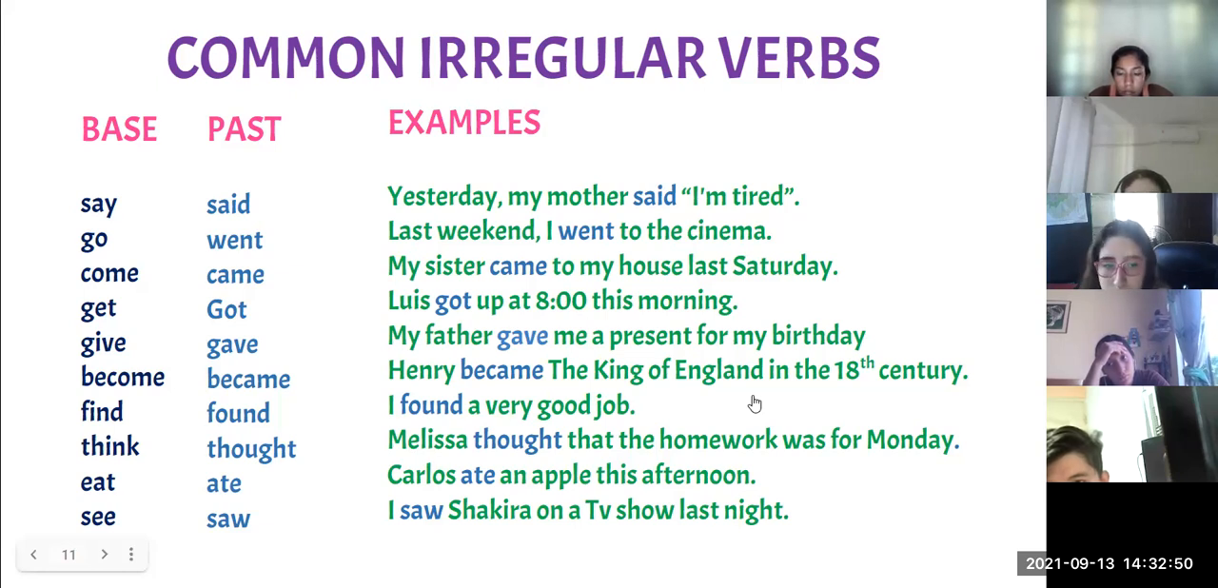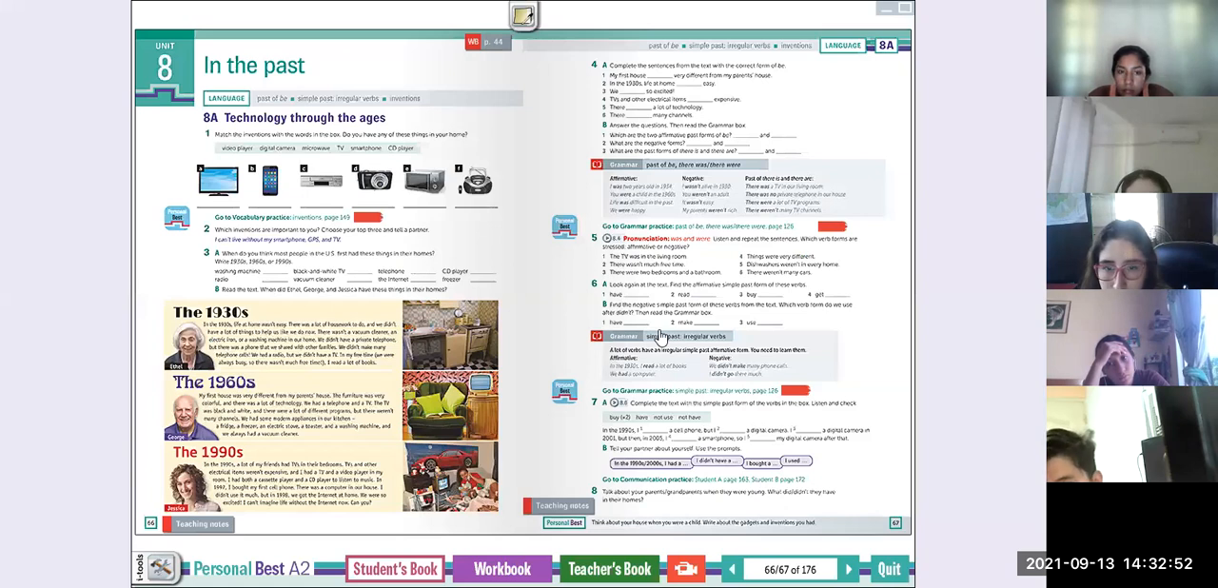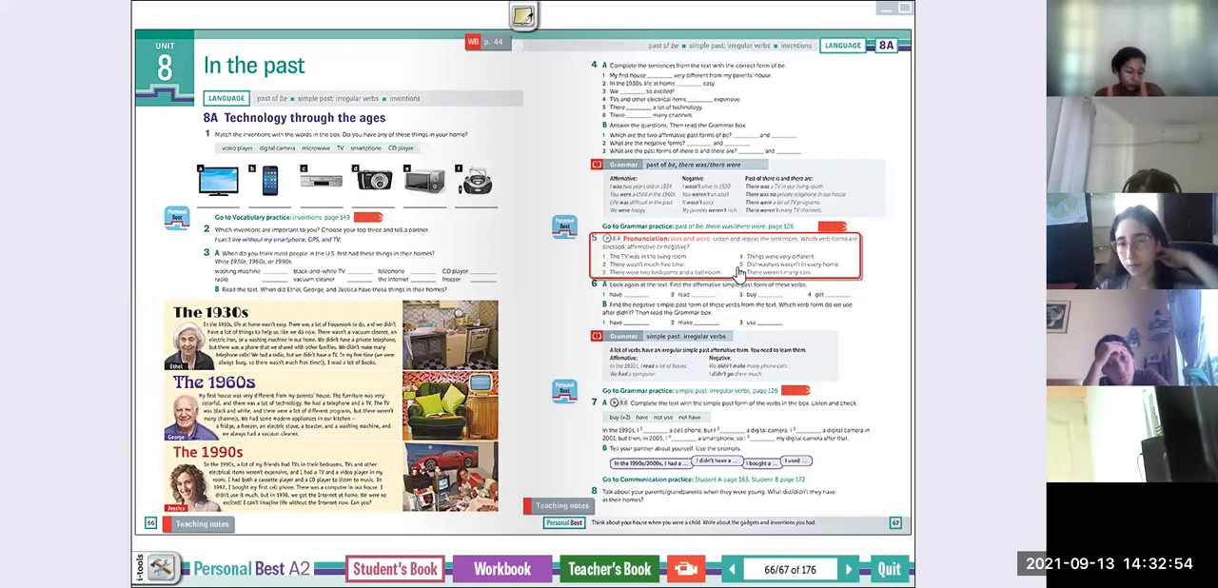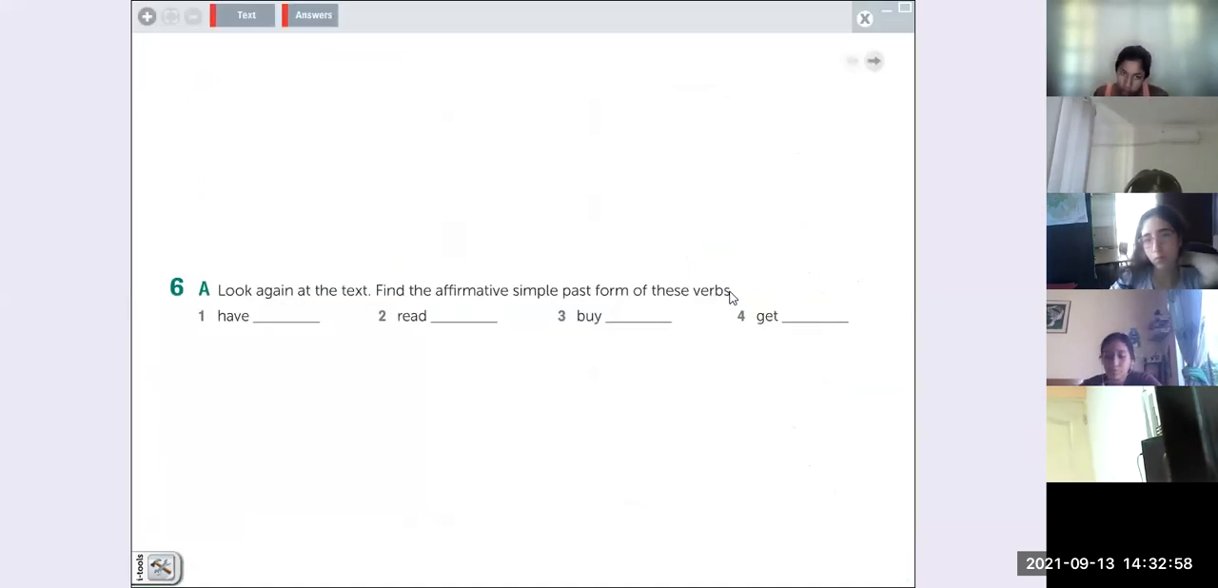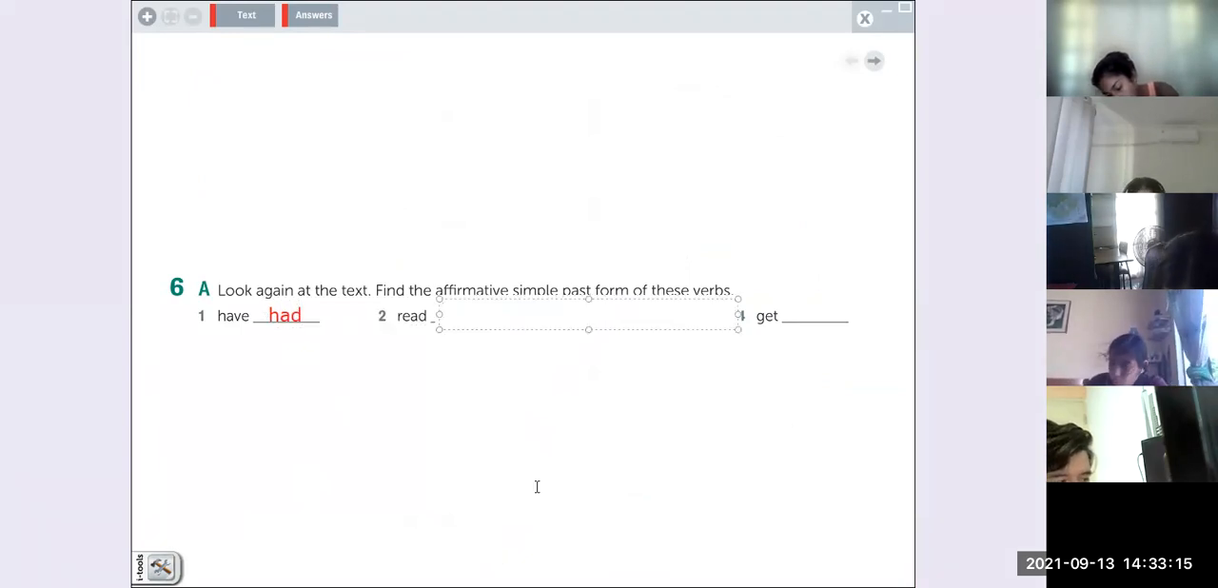Okay, very good. So here in your book, page 67, exercise number 6. Look again at the text and find the affirmative simple past form of these verbs. For example, what is the past form of have? Had. Very good. Read. Wrote. Read.